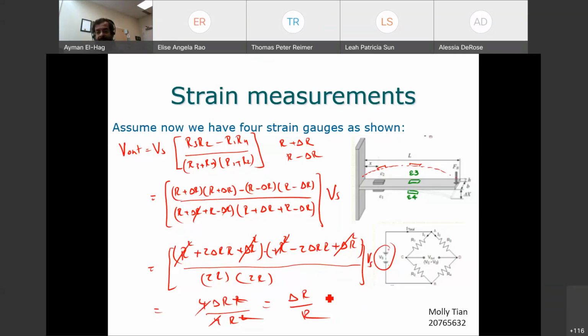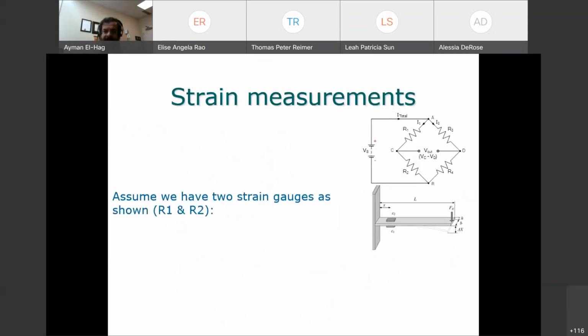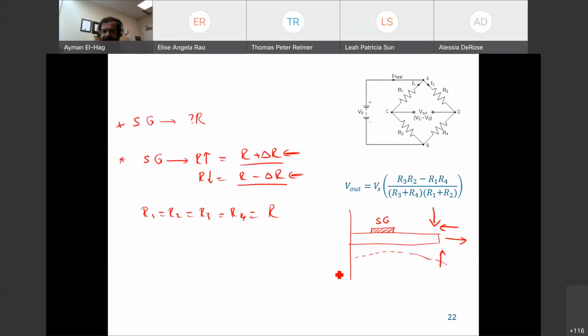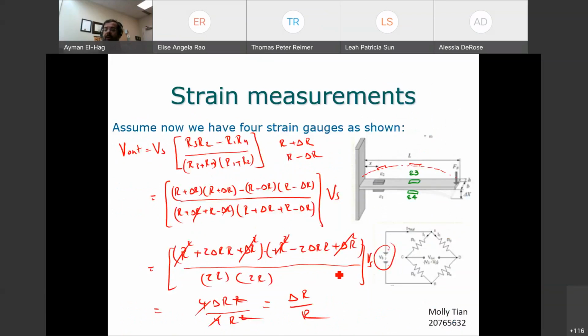So as you can see here, compared to the previous case where we have delta R over 2R, now we have delta R over R, so this will give me more voltage, which is what I want. I want to have more voltage induced. This can help me to measure the change in the resistance better.